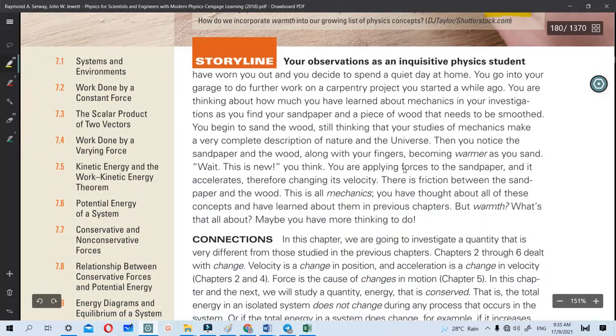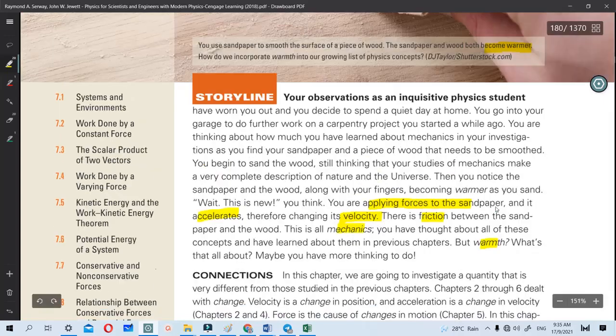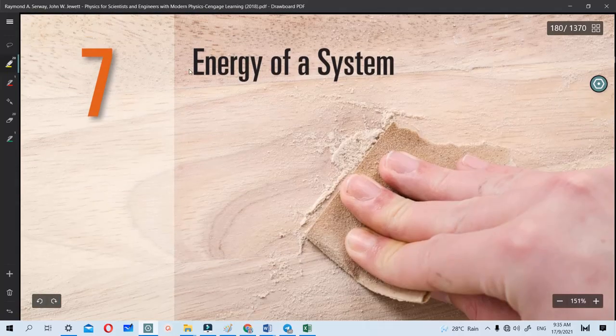Here you will find that applying force to the sandpaper, or perhaps rubbing both hands, accelerates and therefore changes the velocity. And also not to forget that we have learned the idea of friction. So these are all mechanics, alright, but this warmth has something to do with what we are about to see after this, which is called energy.